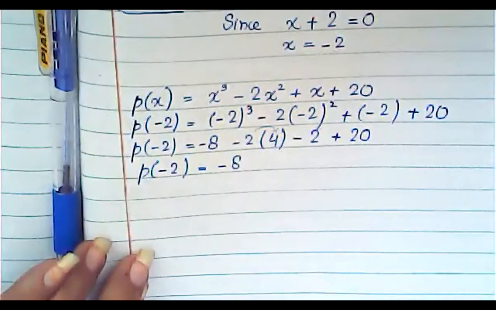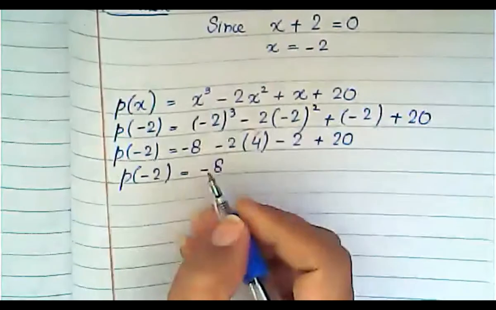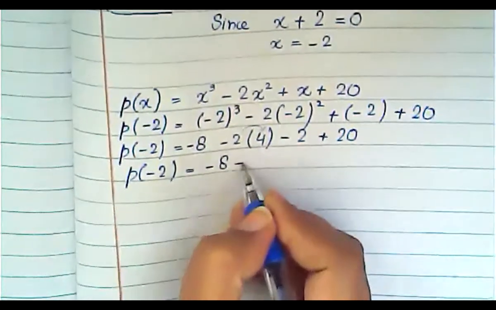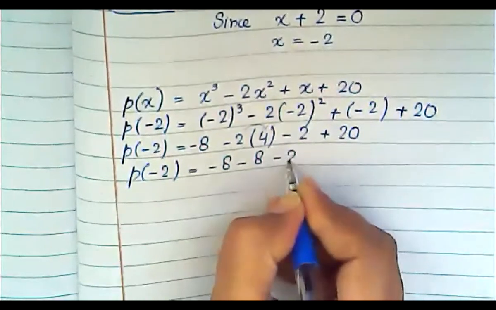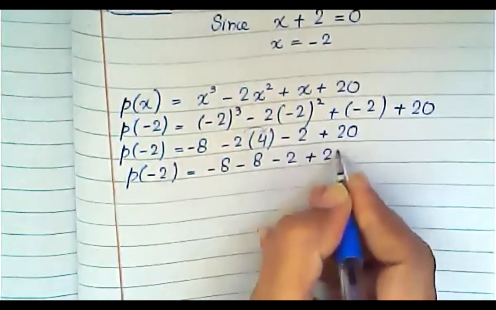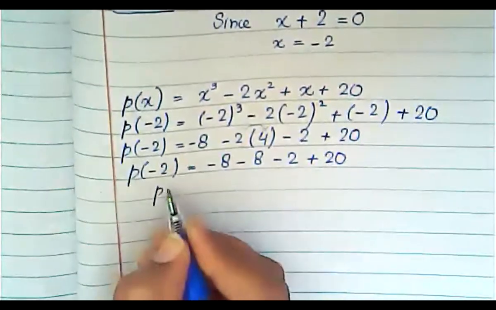Just a minute, students. Now look here. This will be minus 2 multiplied by 4, which will be 8. Then this will be minus 2 and plus 20. Now at the end, you will simply perform addition or subtraction here.